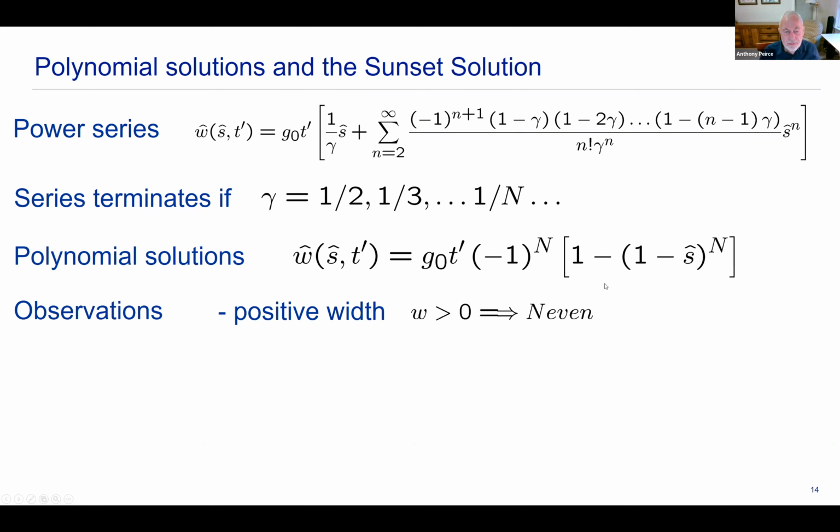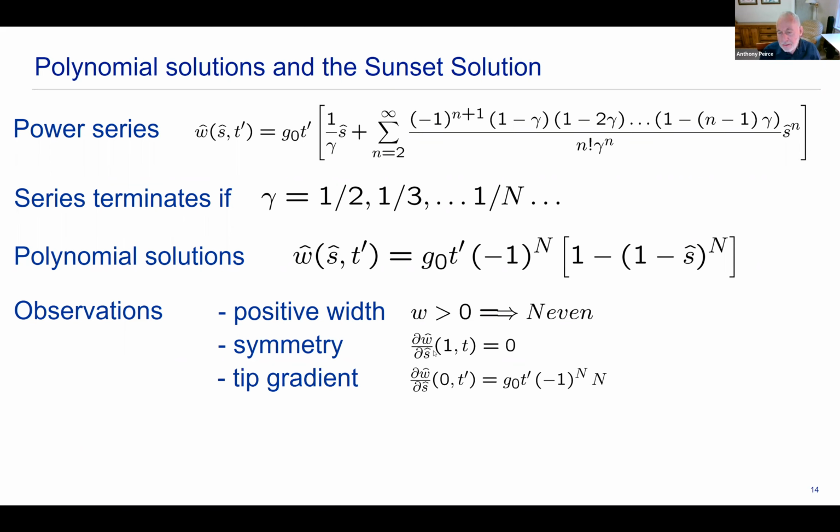Just observations about it: the width is positive, which means n must be even, because we can't have negative widths. If we differentiate with respect to s here, you get n s to the n minus 1, and at s hat equals 1, which is at the well bore, it's 0. So you've got a symmetry condition, and for the higher powers, all the derivatives up to n minus 1 vanish at the well bore. So it's very flat. And at the tip, the tip gradient increases with n.